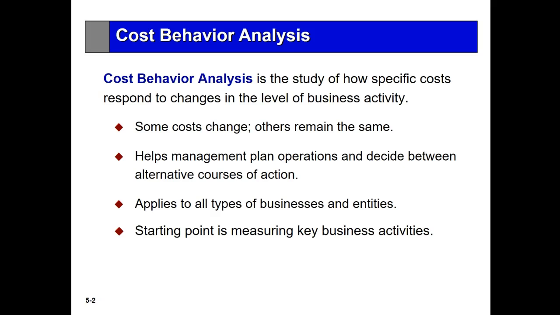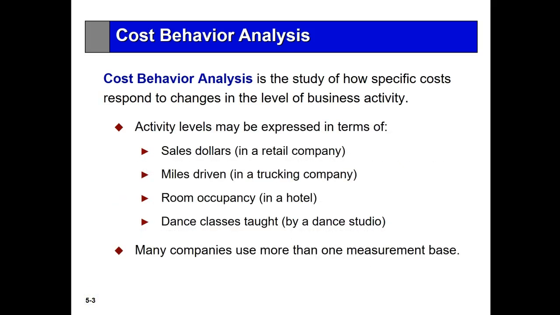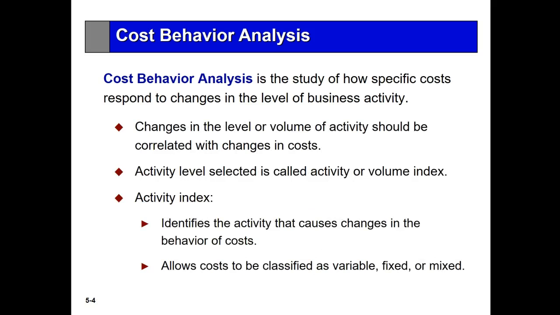The first thing to focus on is activity. Activity can be defined in many ways, but basically it's going to be either sales or production, but it could be miles driven, room occupancy for a hotel, even dance classes. We're going to look at how costs behave with changes in the level of business activity, so we must define that activity. The activity level is also called the volume level.